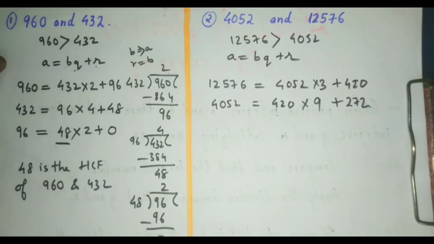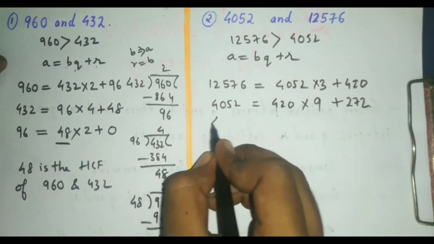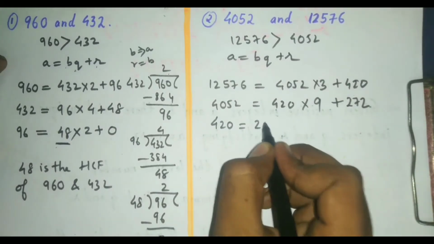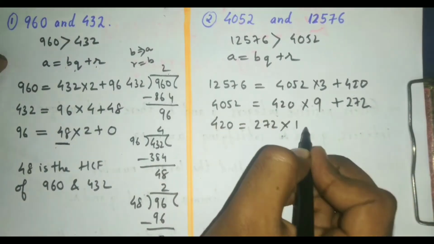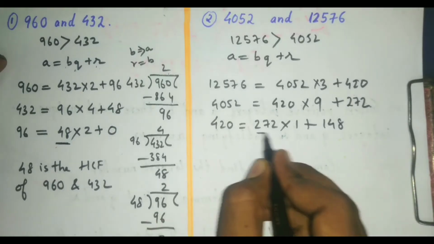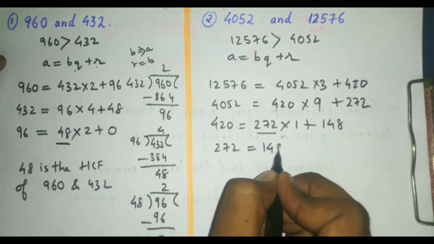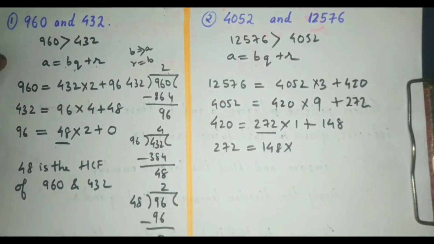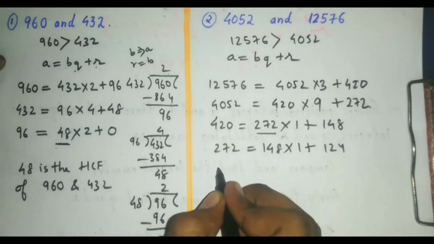Fine. Now what you have to do? Again the same procedure. Remainder is not 0. So again you are taking 420 as A and the remainder as B, into what number? 272 into 1 we can do. Fine. 272 into 1, remainder will be 148. Fine. What about the next number? Again this number as A, 272 equal to the remainder as B into some number, that is nothing but 1 plus. Now the remainder becomes what? 124.